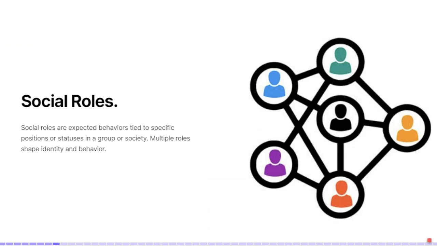So we were talking about social roles earlier. These are expected behaviors tied to specific positions or statuses in a group or society. Individuals often juggle multiple roles, and these roles significantly shape their identity and their behavior on how they would act inside the group or community.